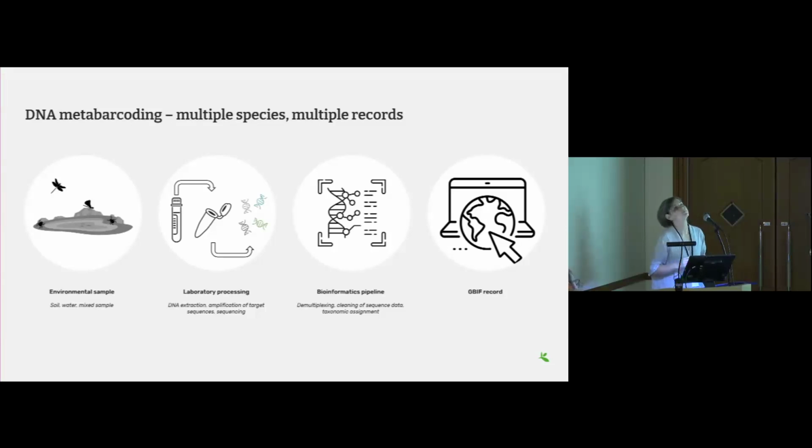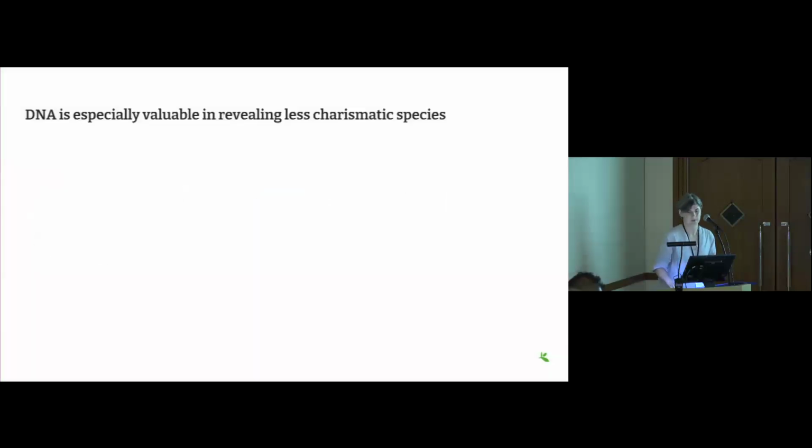There's also a higher risk of false positives and negatives with metabarcoding, but it's a really useful tool to examine species distributions, which I will get into later. For example, it's a very valuable tool to reveal the presence of less charismatic species. I'm going to show you a use case here.